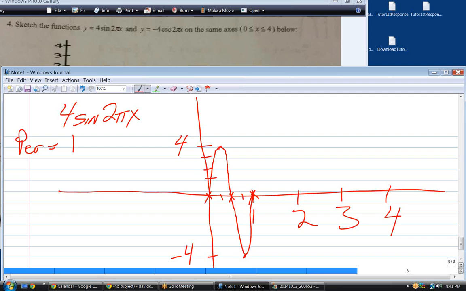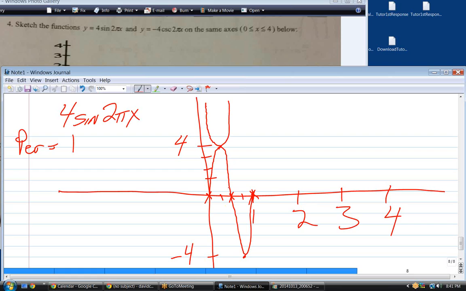And the other one, they want us to put on the same axis. What's the period of the other one? 1 as well. And its amplitude is 4 as well, so where does it go? It'll start on the +4 and go down, right? Remember that it sits on top of the peaks and the bottom of the peaks. So it's got to do something like this.